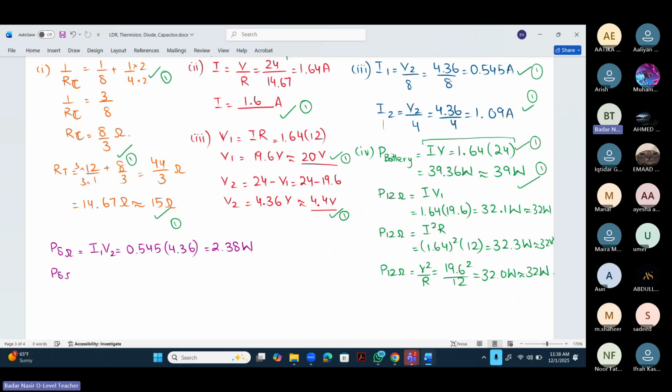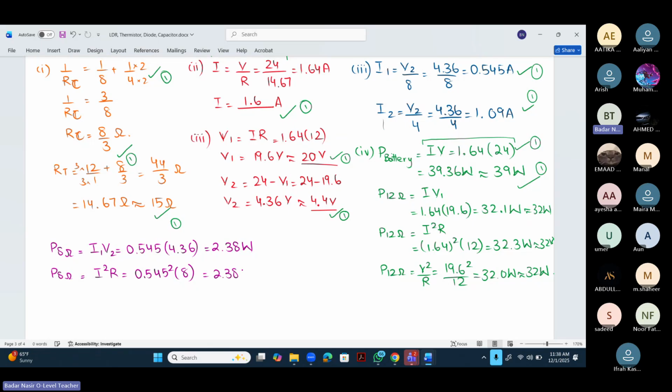If you want to use the other formula, which is P is equals to I square R, तो 8 ohm resistor से कितना current flow कर रहा है? That is 0.545. So 0.545 square times the resistance, that is 8 ohms. If you have any question, beta, आप मुझे WhatsApp पे please text कर दो. I'll respond back here. So you get the same power, which is 2.38 watt. Final answer should be two significant figures.